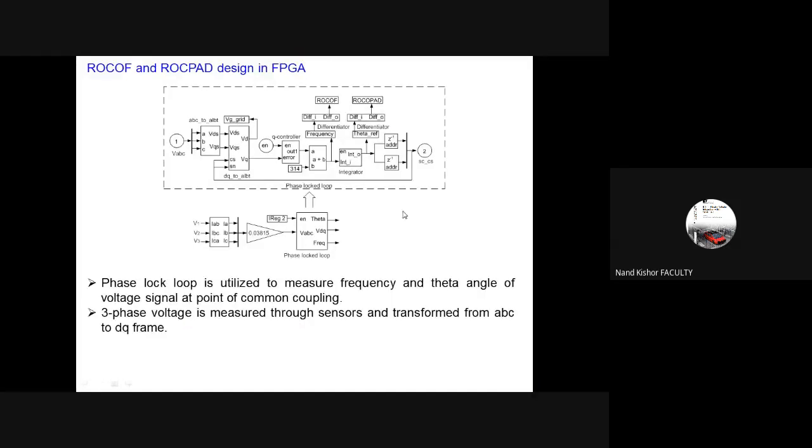Because in the past there had been some studies reported on islanding using the ROCOF, that is the rate of change of frequency, and the rate of change of phase angle deviation, we have these techniques, ROCOF and ROCOP, designed in the FPGA because we wanted to have the comparison as well. So we have these two techniques also implemented in FPGA here.